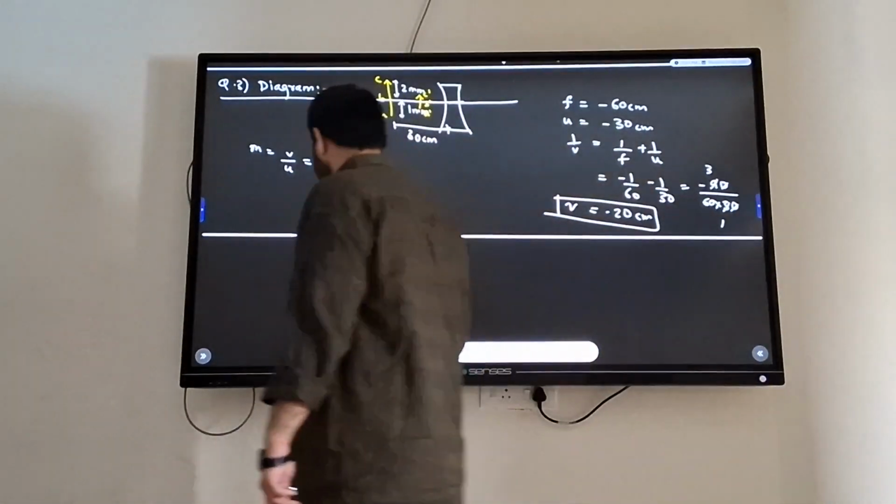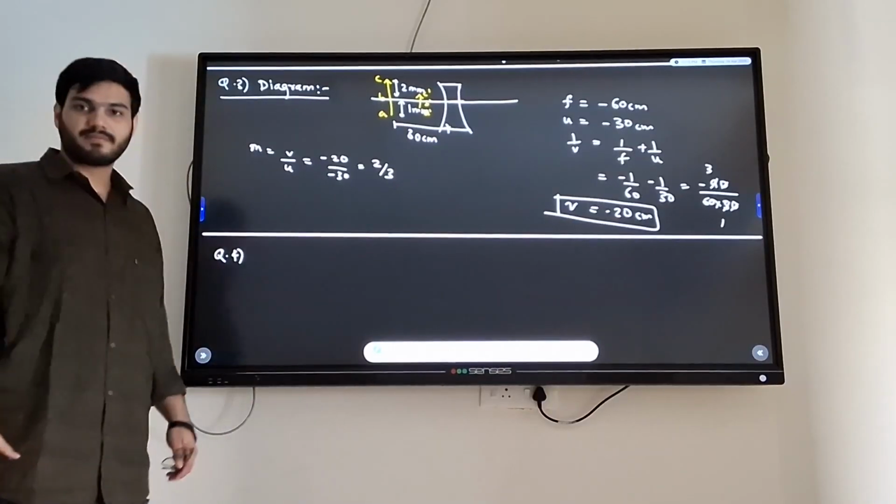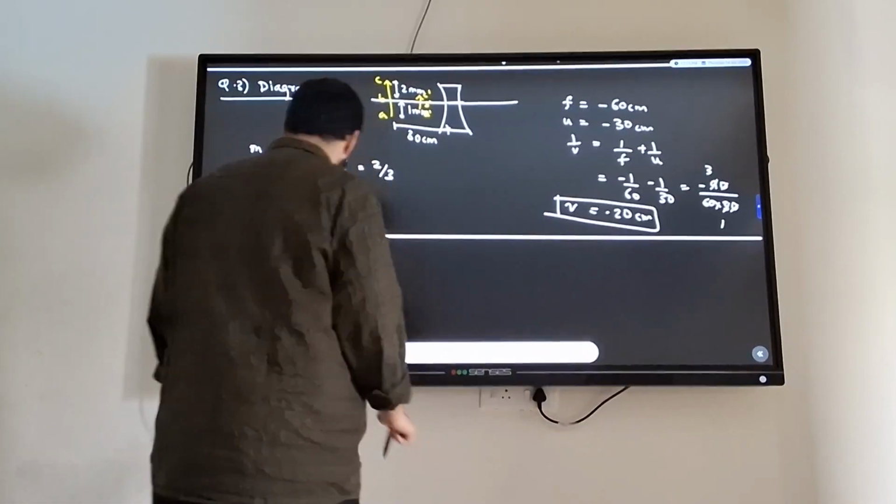Now, a very interesting question, question number 4. Is that the question of plotting the graph? Yes. Great. Go. Plot.